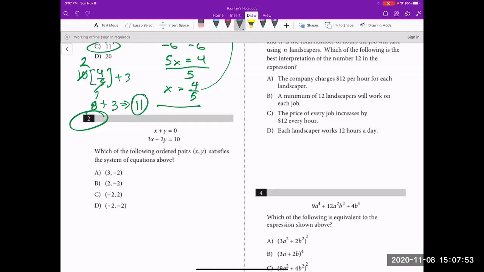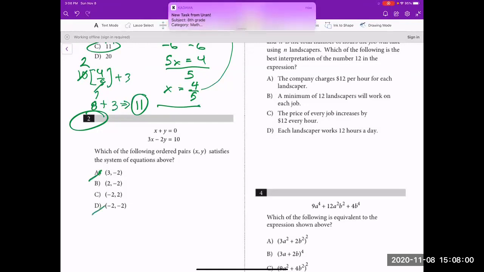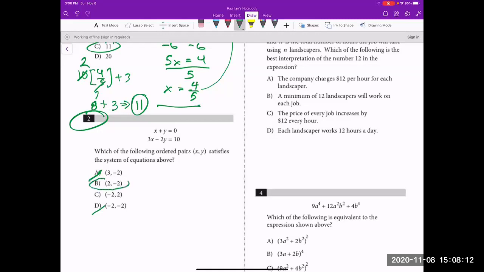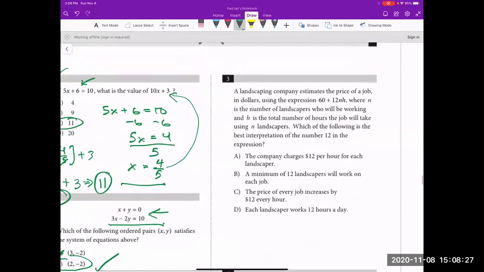So I know it's not A or D because they don't solve the first one. Okay. That's good. And then if you substitute B into it, that one works. Yeah. So this one is easy. Either you can do that or you can just solve this one. Yeah. So it is B. I think whichever one's fast. If you just plug any of these in and whichever one works rather than solving for this, then yeah. So it's B for this one. All right. What about three?